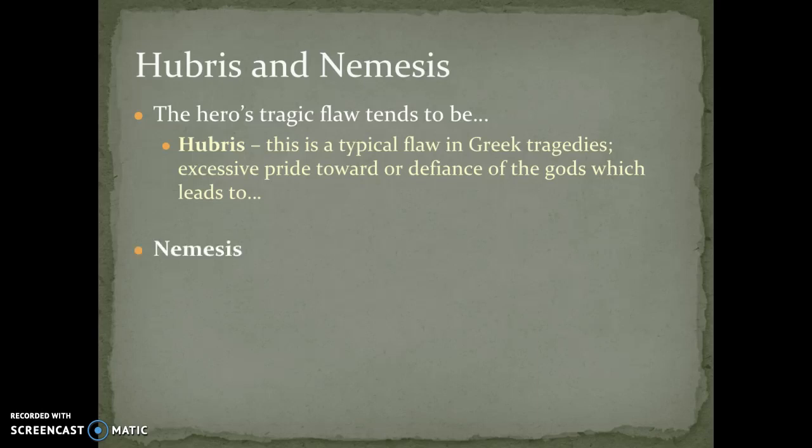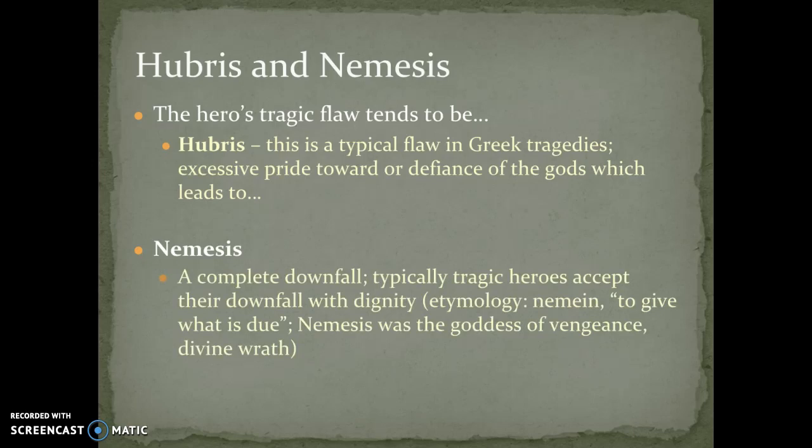So, gods, you think you know what's right, but no, I think I do. Now, this pride leads to nemesis, another Greek term. Now, this is the complete downfall. This typically has the tragic heroes accepting their downfall with dignity. And the etymology here, so the history behind this word, is nemein, which literally means to give what is due. Additionally, Nemesis was the goddess of vengeance or divine wrath. So in the scheme of a tragedy, it makes a lot of sense that Nemesis would be tied to the goddess of vengeance and divine wrath. This character has done something they shouldn't have done or has been put in a difficult situation, and they have to deal with the consequences of their actions or the situation.